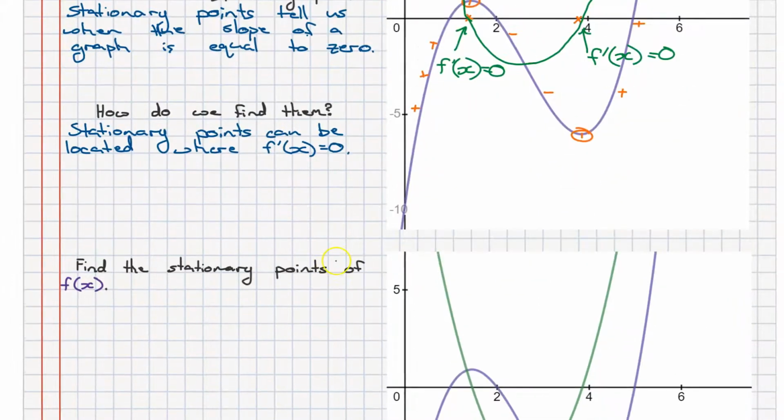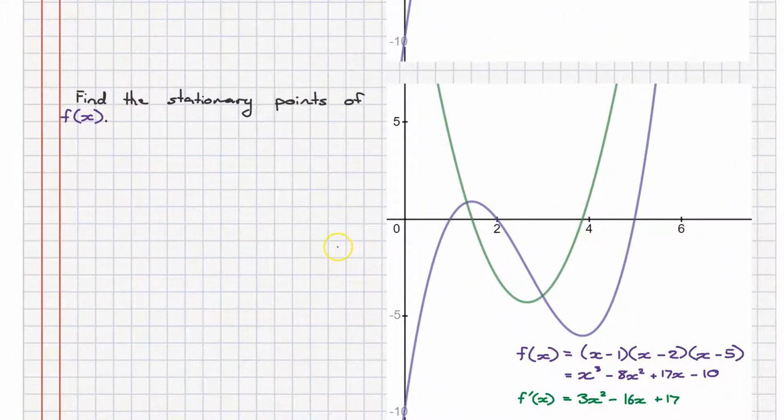Alright, so if we go down a little, what we've got is this purple function still over here. We've been given its definition, and by definition f of x is defined as x cubed minus 8x squared plus 17x minus 10. And subsequently, using the simple power rule, what you'd find is that the derivative of the purple function f of x, this green function f dash of x, is defined as 3x squared minus 16x plus 17.